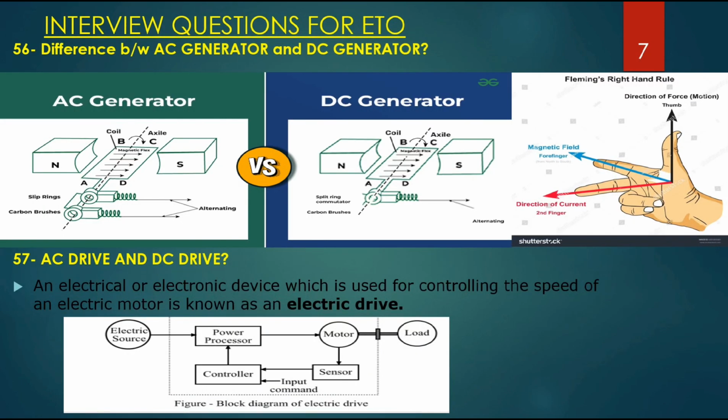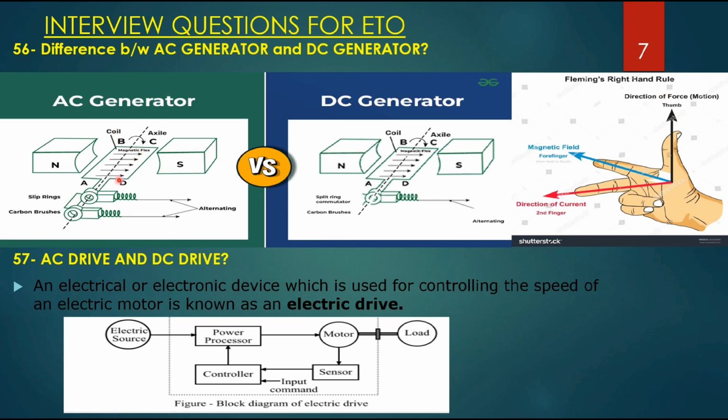So coming to our next question, 56, the difference between AC generator and DC generator. You can see the AC and DC generator, and in this working you can see in which direction the force acts and in which direction the current will be induced. The direction of force, magnetic field, and direction of current follow Fleming's right hand rule, which is for generator, and Fleming's left hand rule for motor.